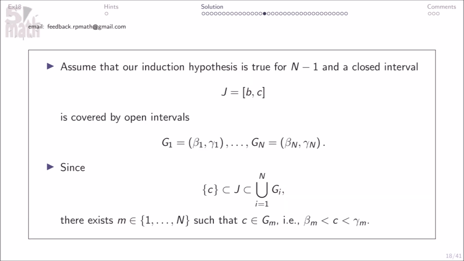Assume that our inductive hypothesis is true for n minus 1 and a closed interval J equaling this is covered by open intervals. Since this, there exists m in this such that c is an element of Gm, that is, beta m is less than c is less than gamma m.